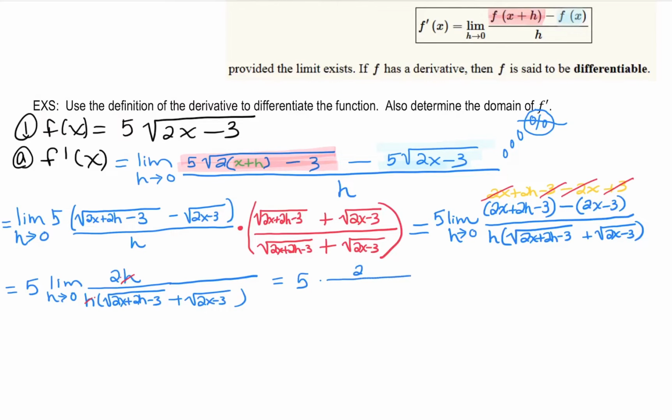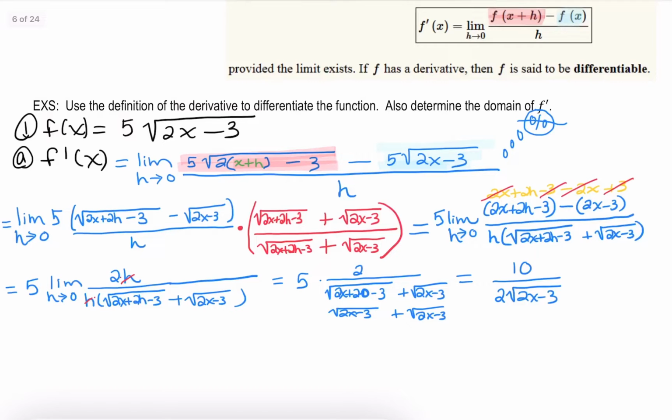So I have 2 over, and then what I have left in the denominator is the square root of 2x plus 2 times 0 in for h minus 3, and then plus the square root of 2x minus 3. So it looks like I have a 10, either up in the numerator or out in front. And then this is really just root 2x minus 3 plus another root 2x minus 3. Those are like terms. Root a plus root a is 2 root a. In this case, of course, that a is 2x minus 3.